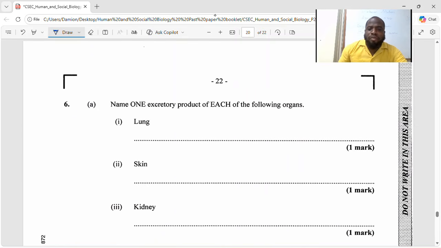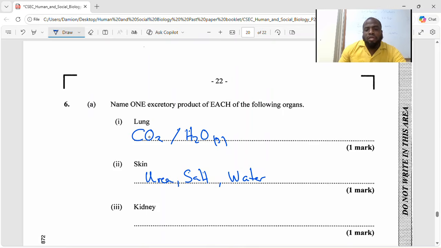Name one excretory product from each of the following. So from the lung, we have carbon dioxide. We also have water vapor. From the skin, we have urea, we have salt, we have water. From the kidney, we also have urea, we have ammonia, we have salt.